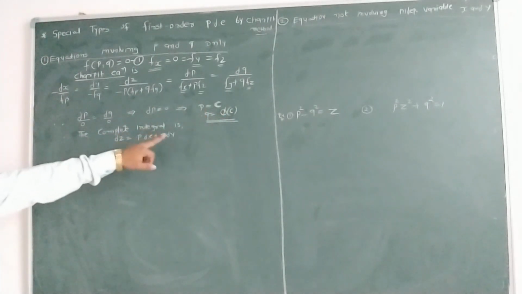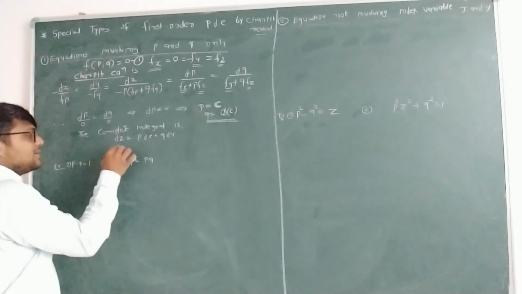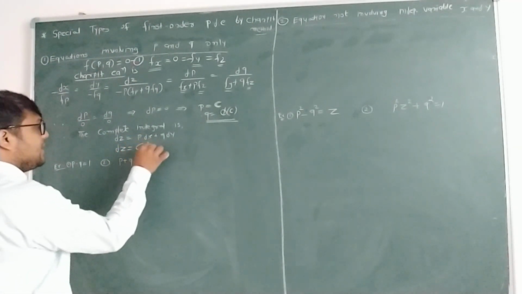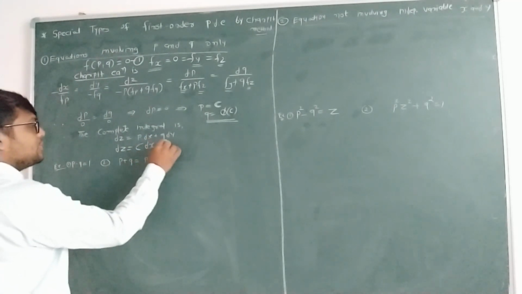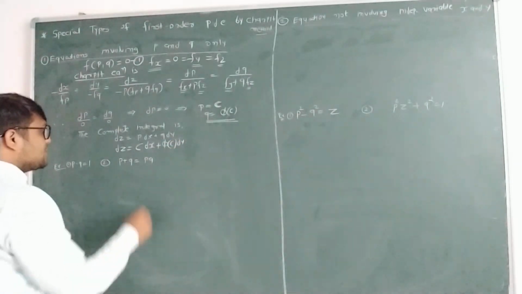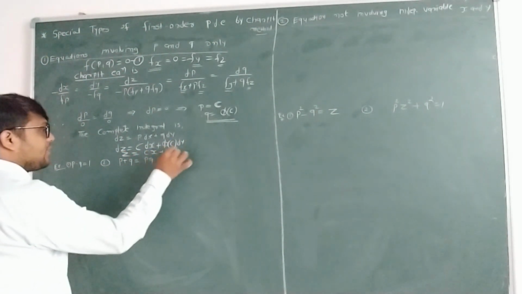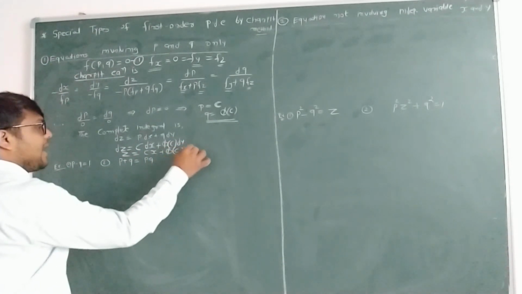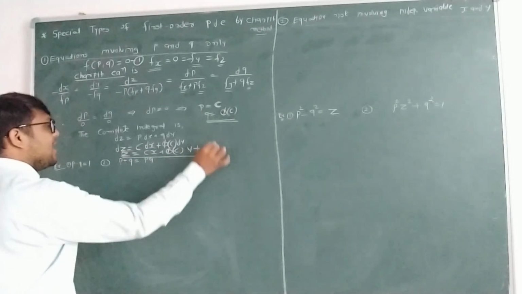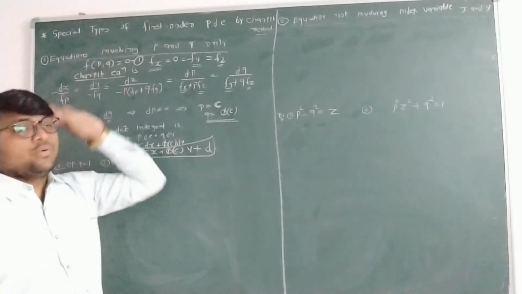So the complete integral is dz = p dx + q dy. So dz is as it is, p is the constant c with dx, plus q, which is a function of c, with dy. Now integrating both sides, we get z = cx + phi(c) y + d, where d is a constant. So this is our required complete integral, for equations involving p and q only.